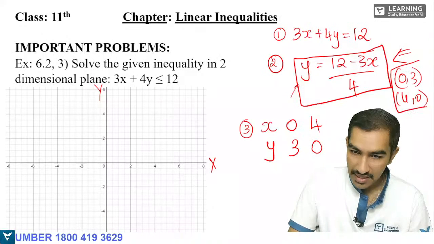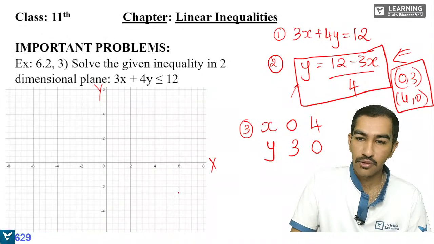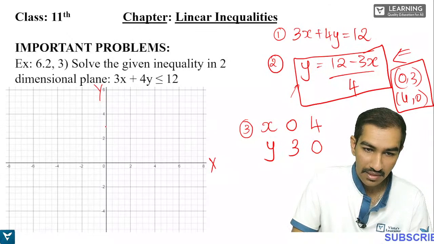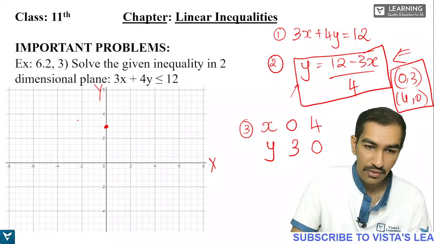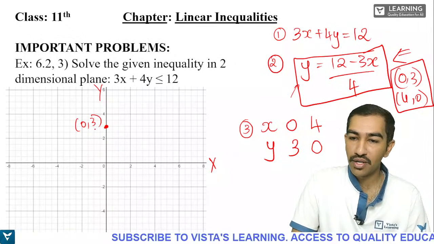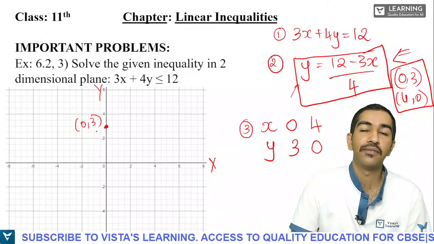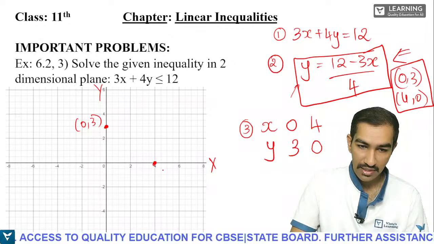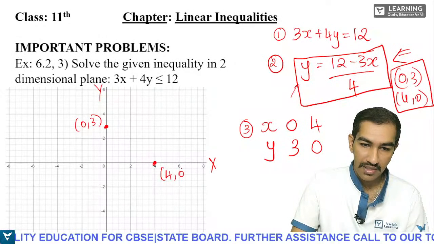These both points we have to plot on the graph. So plot (0, 3): x is 0, y is 3. That will come somewhere here. This coordinate is nothing but (0, 3). Next, what coordinate do we have? (4, 0): x is equal to 4, y is equal to 0. So see this, x is equal to 4 here and y is equal to 0. This coordinate is (4, 0).